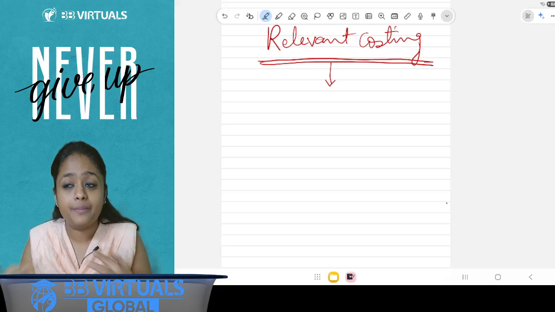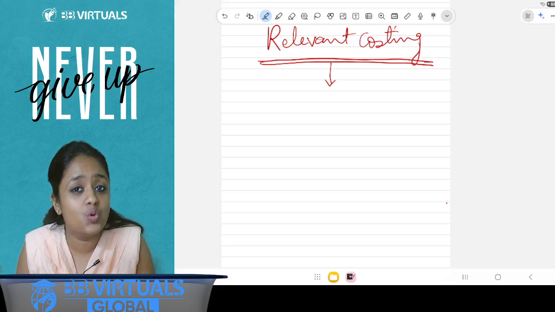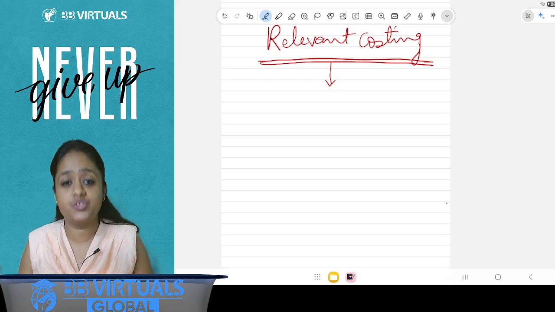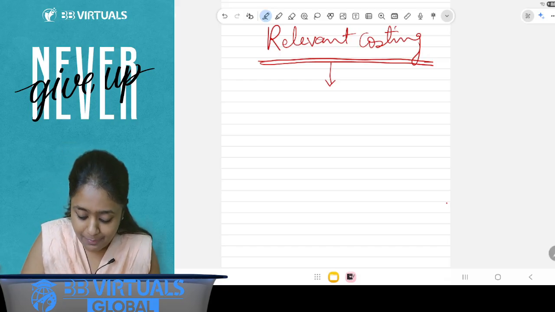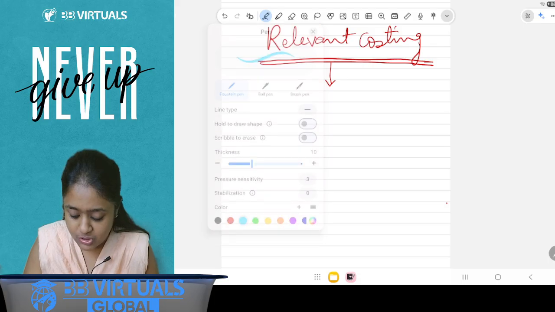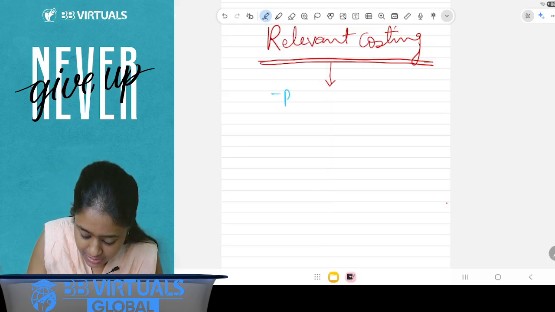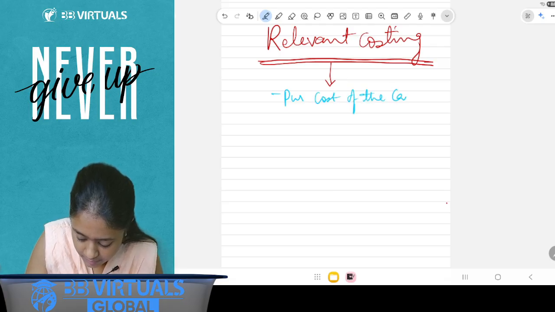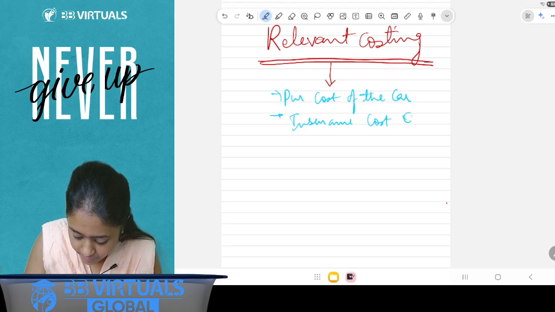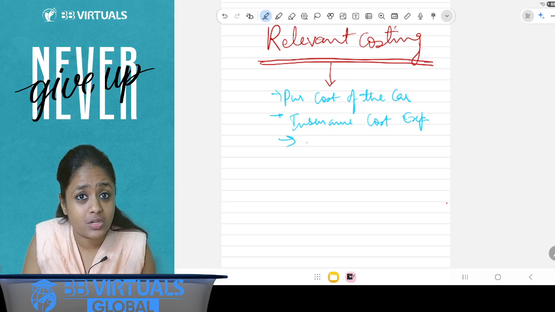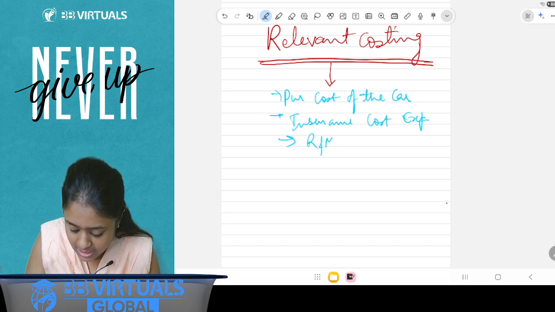For example, I plan to buy a new car. Then what are the relevant costs for me when I'm planning to buy my new car? My relevant cost would be the purchase cost of the car. What is maybe the insurance cost of the car? Then, let's say, the road tax, repairs and maintenance cost of the car.